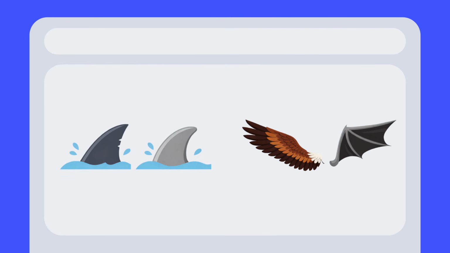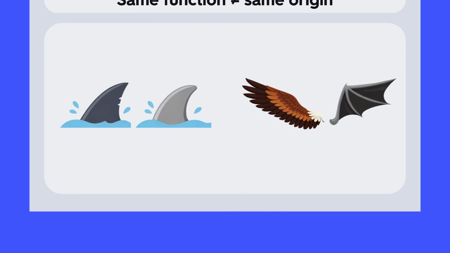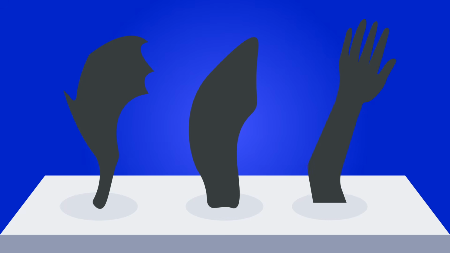A common mistake is assuming that if two body parts look similar and do the same job, they must come from the same ancestor. But that's not always true. In order to tell what's really related, we often have to look beneath the surface, especially at internal structures like bones. When we do that, some unexpected similarities start to appear.